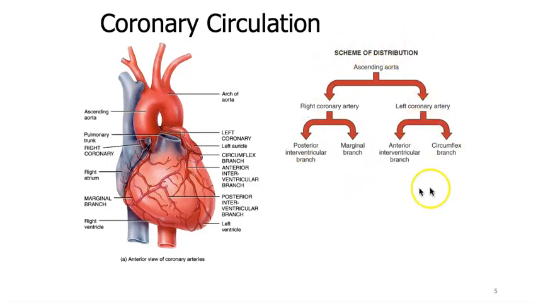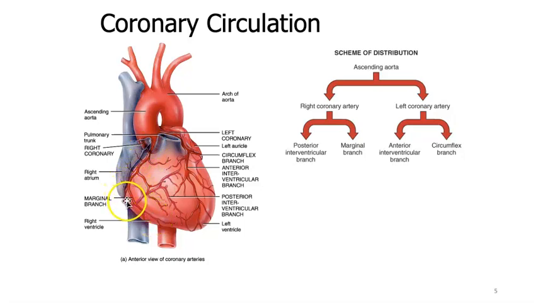I also liked this branching tree here, so you can see the ascending aorta. There's a right coronary artery and left coronary artery. The right coronary artery will then branch into the posterior interventricular branch as well as the marginal branch. So it lays out the flow of blood very well for you, right? So visually, again, here's the ascending aorta. We'll see that the right coronary artery is coming here. There is the marginal branch right here.